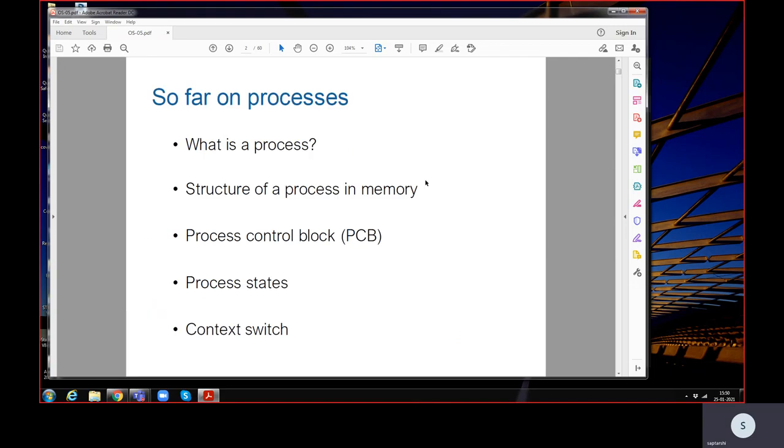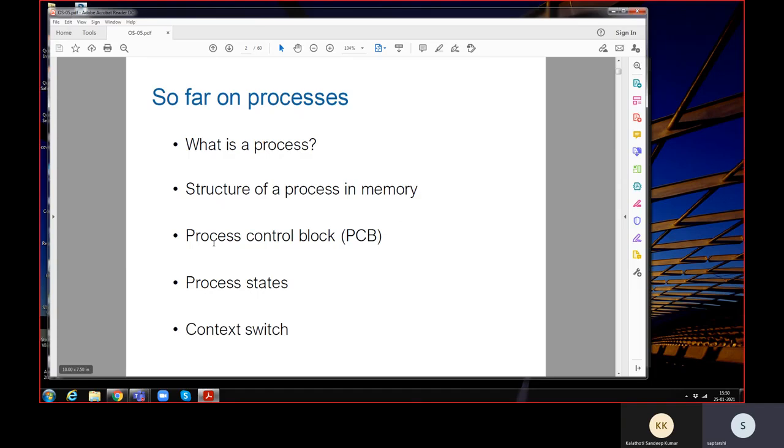A quick recap of what we have discussed till now. So we have discussed what a process is and how a process looks in memory. If you remember, we talked about several segments like the text segment, which contains the code, then the data segment, the heap, the stack segment, and so on. So that is how a process looks in memory. Every process has this kind of an entry in memory.